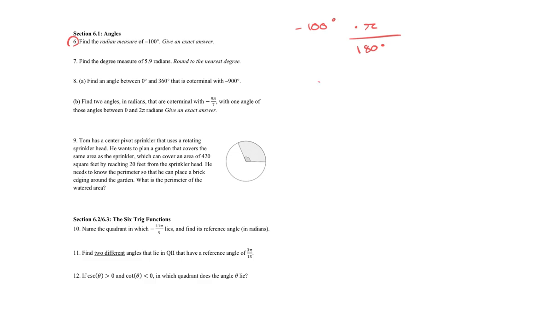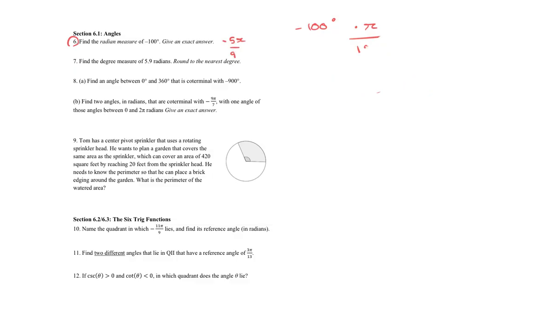But to simplify this, we're going to have negative 10 pi over 18, and then we can cancel out a 2, negative 5 pi over 9. And we can't really simplify anymore, so let's leave it there. Negative 5 pi over 9.